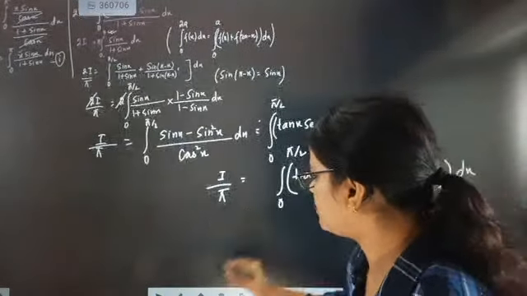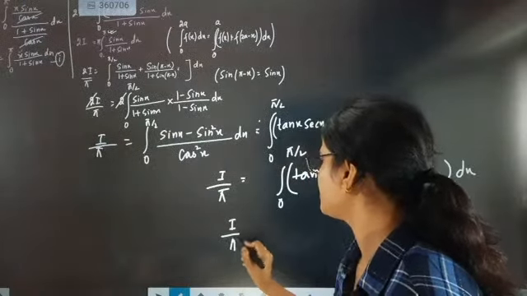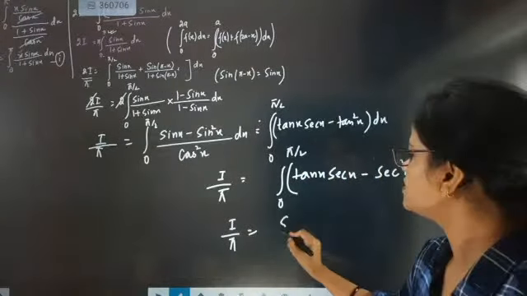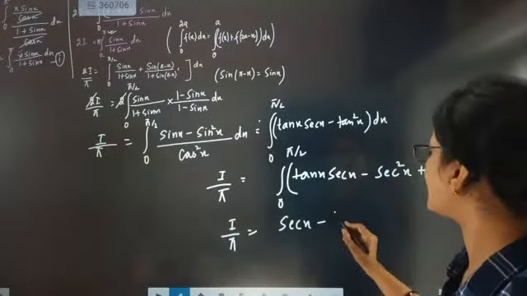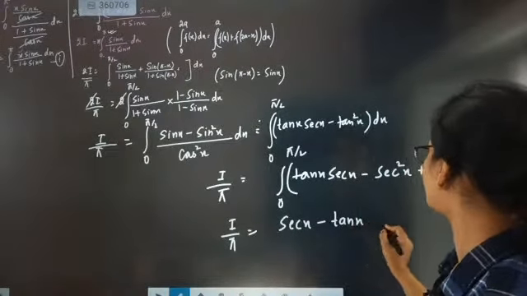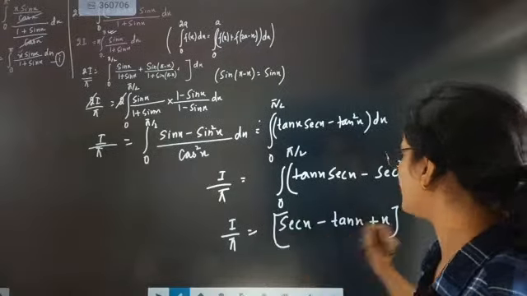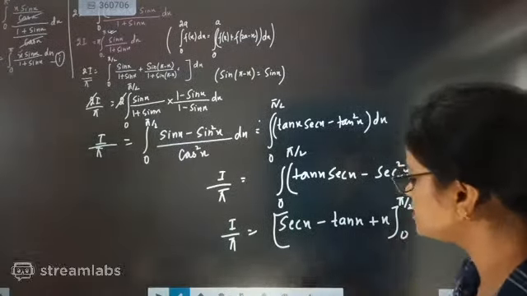Now here I by pi will be there. Now it is exactly going to give you secant x. Now it is going to give you secant square x, which will give you tan x plus x. Now here pi by 2 and 0 is coming. Pi by 2 and 0 is coming.